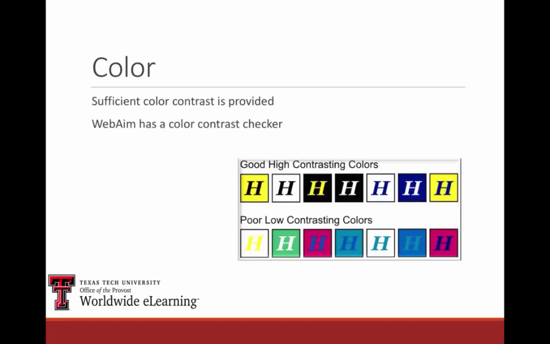Another issue to be concerned about with color is to have sufficient color contrast. Again, this helps people who are colorblind or with low vision. WebAIM has a color contrast checker if you are unsure about the contrasting colors. A simple search for color contrast on the internet will help you decide what is defined as good high contrasting colors and what is poor low contrasting colors.